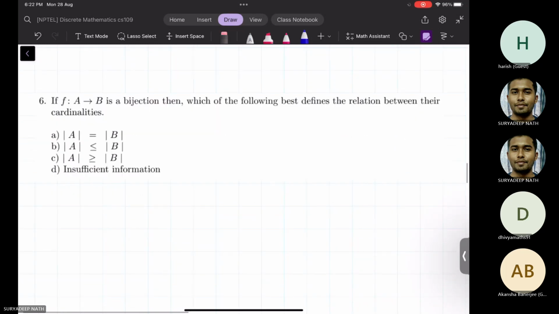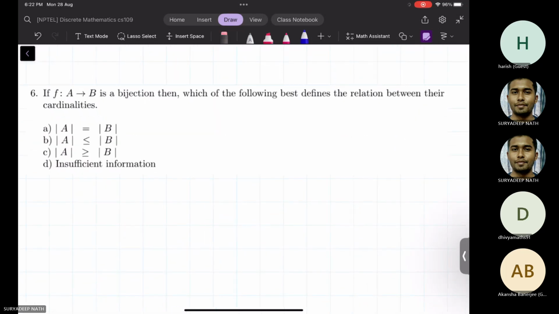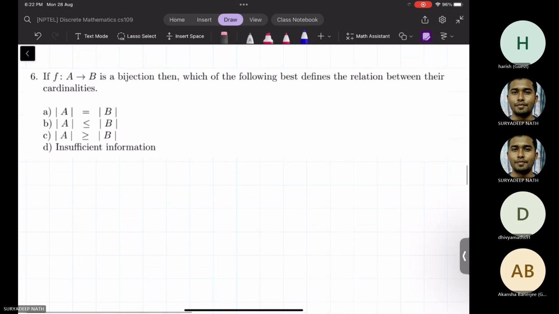So if a function defined from A to B is a bijection, which of the following best defines the relationship between the cardinalities? Before solving this question, we'll break it down. What is a bijection? Can anyone say what is a bijection? It's one-one and onto, right? So it is one-one and onto both. So it is a bijection.